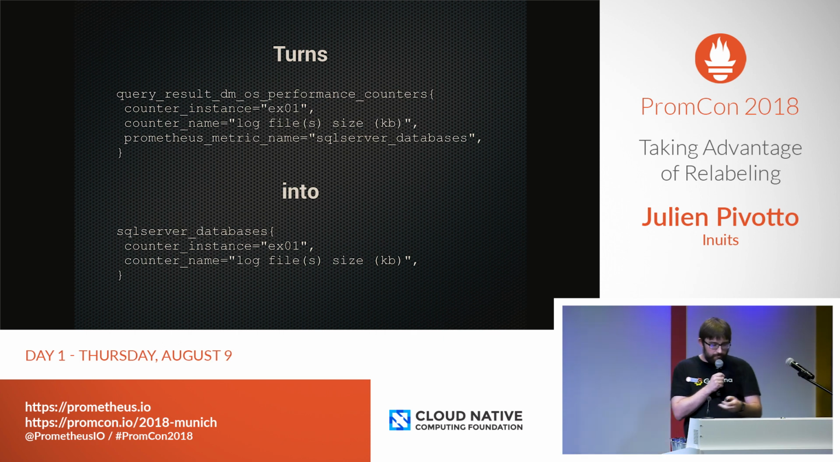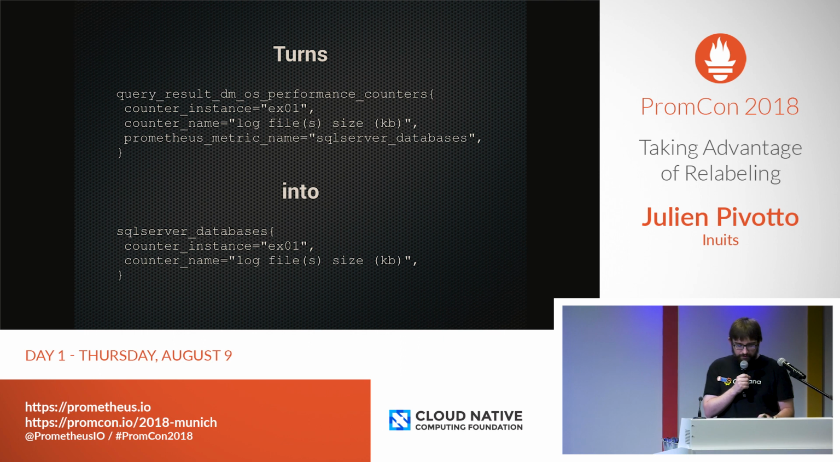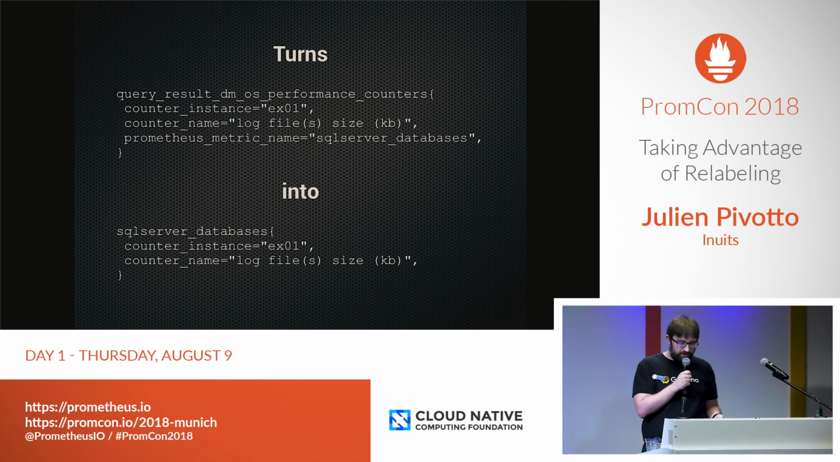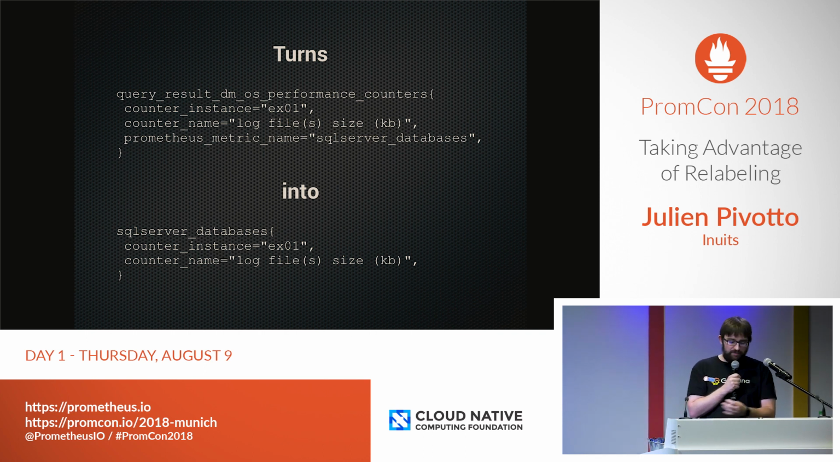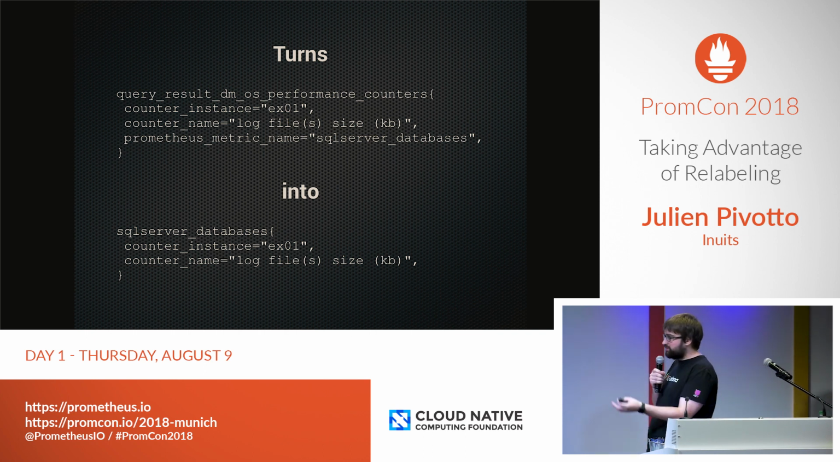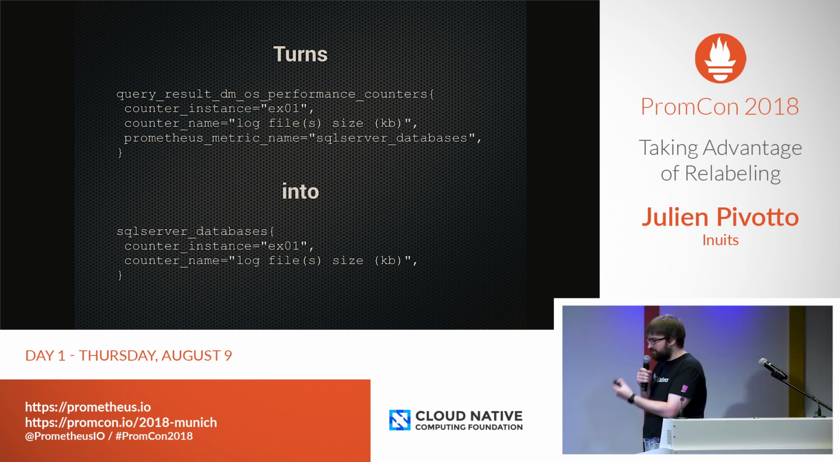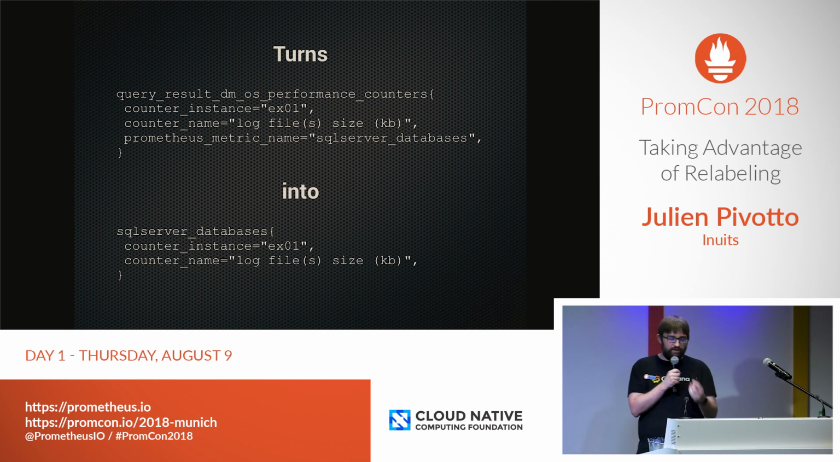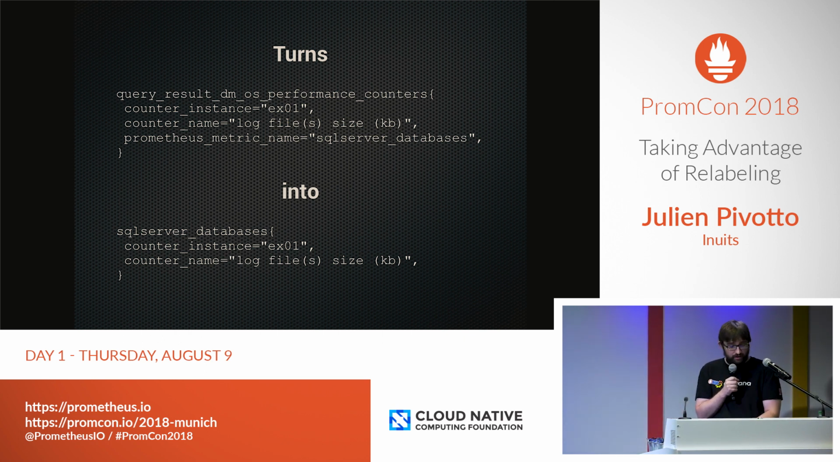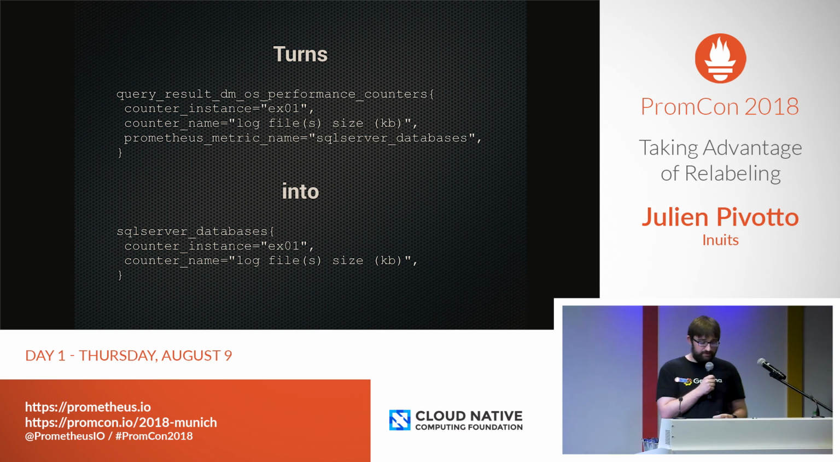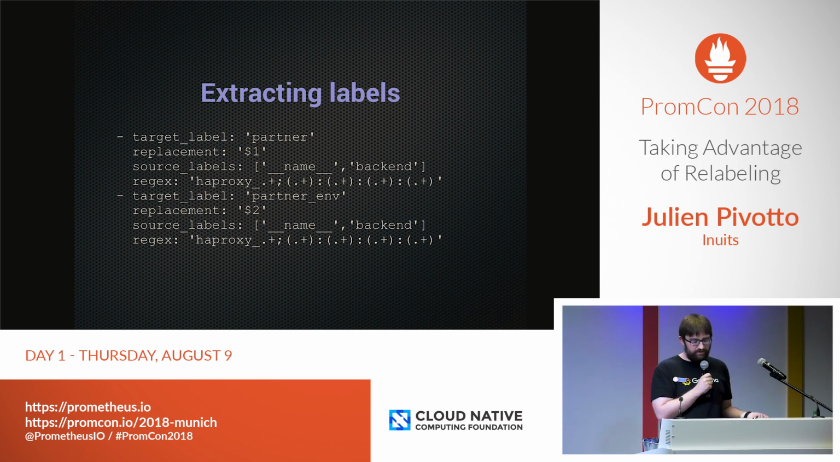So it means that that metric, which is like the performance counter for a random database system, which contains a Prometheus metric name called SQL Server underscore databases, will just become SQL Server databases, and I will have fewer metrics, and I will have metrics that I am more confident to see in the UI when I select metrics. So it makes more sense to have a metric like SQL Server databases and queries result the MOS performance counters, for example.